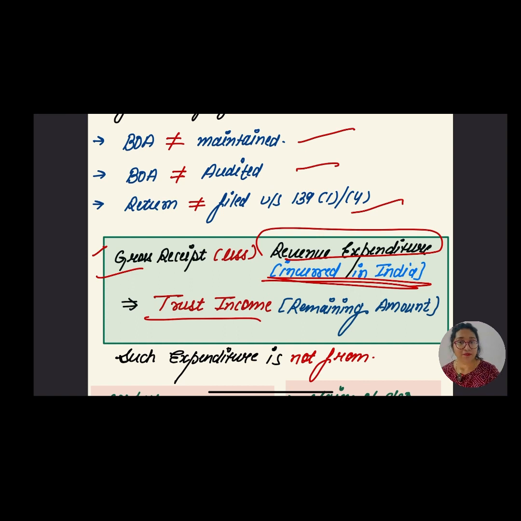As I already mentioned, in case of a trust, whether the expenditure is revenue or capital, the deduction would be allowable even in case of capital expenditure. But you have violated the terms of the trust. In that case, we are only going to reduce the revenue expenditure which is incurred in India. Hope this point was clear. The remaining amount is going to be the total income of that trust.